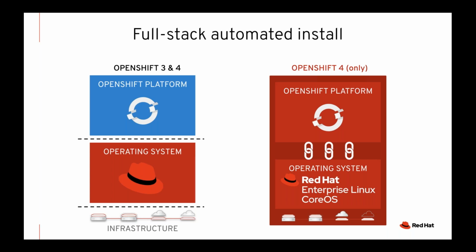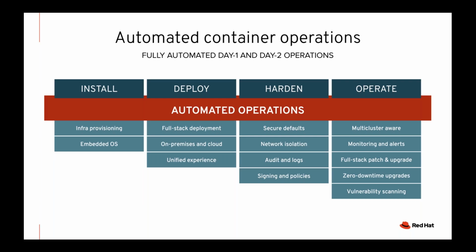What this really allows you to do is, instead of having to manage three different things, on the left side, managing OpenShift as a platform, managing the operating system, and then managing the infrastructure, with OpenShift 4 you're able to do all of this as one piece. You now only have to manage one connected thing. And then this gives you an idea of the operators I was talking about. These are fully automated operations that are built into OpenShift. So we provide automated installation down to full stack deployment, scaling your cluster, security, network isolation, logging, patching, and vulnerability scanning. All of these things are built straight into OpenShift to automate this entire process.